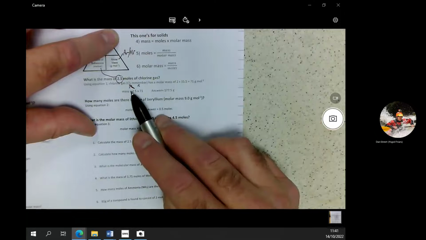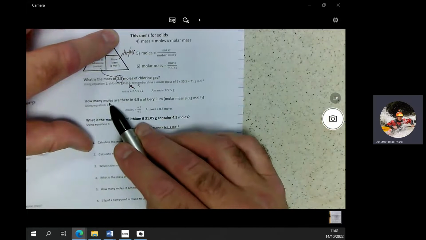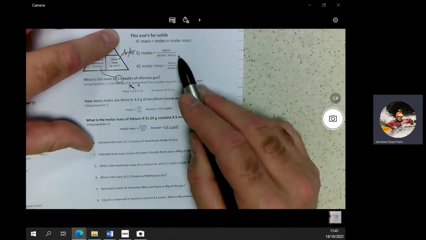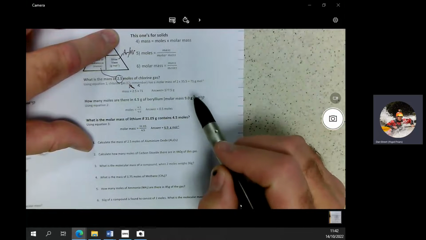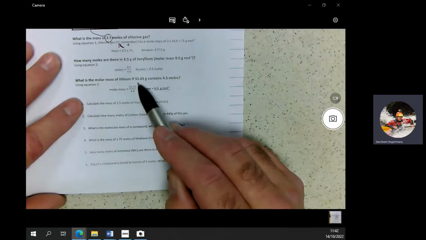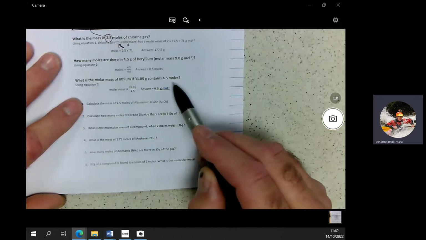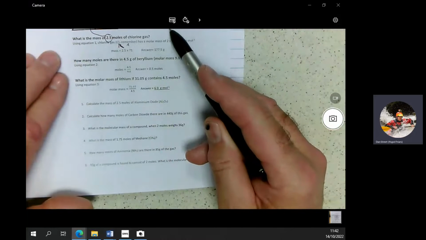So if you want to know how many moles there are, then you use the equation where it's mass divided by molar mass, and the question will provide the information you need. And then finally, what is the molar mass of lithium if 31.05 grams contains 4.5 moles? Then we use the molar mass equation, which is mass divided by moles.